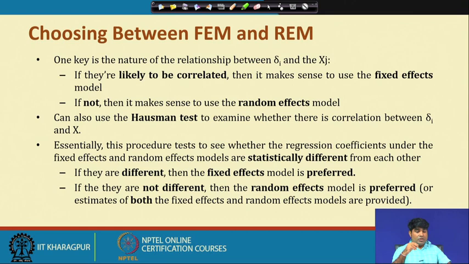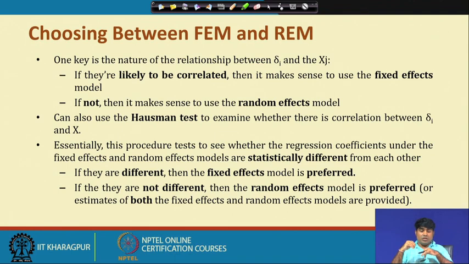One vital point is the nature of the relationship between delta I and the X variables. That means the cross sectional units, the time series units, and the impact of the independent variables. If they are likely to be correlated, then it makes sense to use the fixed effect model. If not, then it makes sense to use the random effect model. You can also use the Hausman test to examine whether there is a correlation between delta I and X.